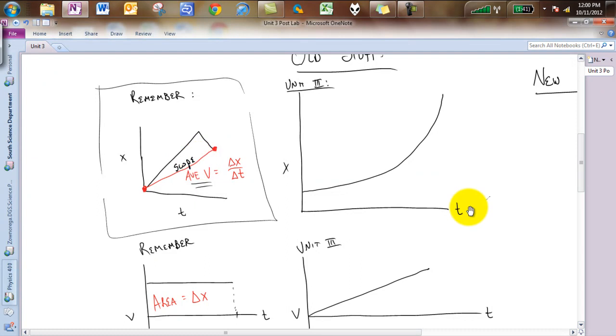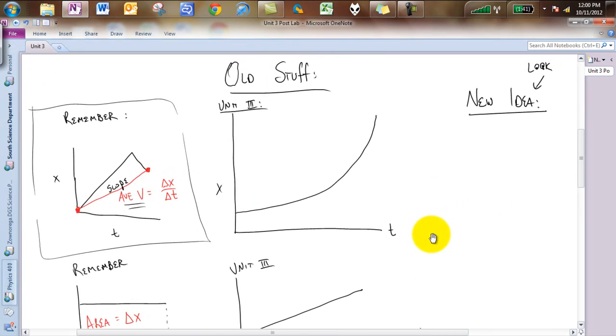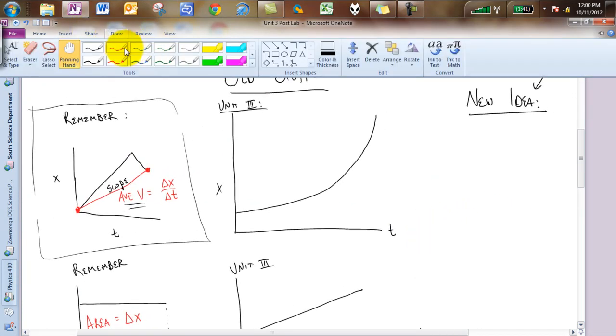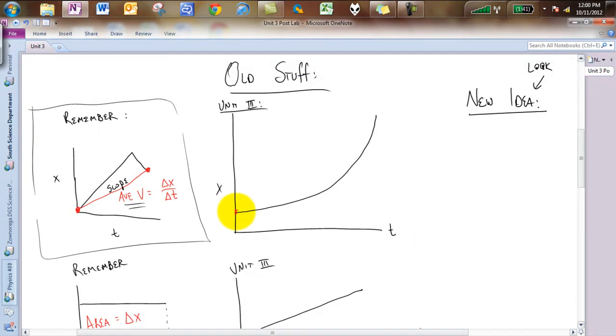So in our new Unit 3 with a curved graph, I can do the same thing. I can take my red line and I can say, okay, start here, connect these two, and I can say the average velocity is equal to the slope here. And now what it is delta x over delta t. That will work. However, we still haven't come up with a way of telling the velocity at some time. Let's call this some time t.